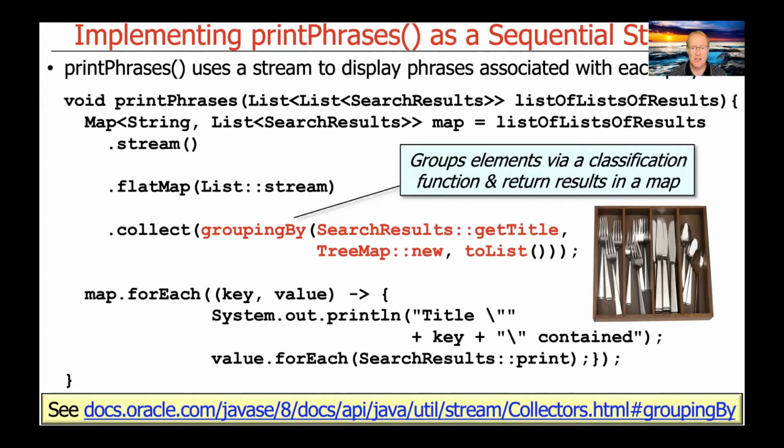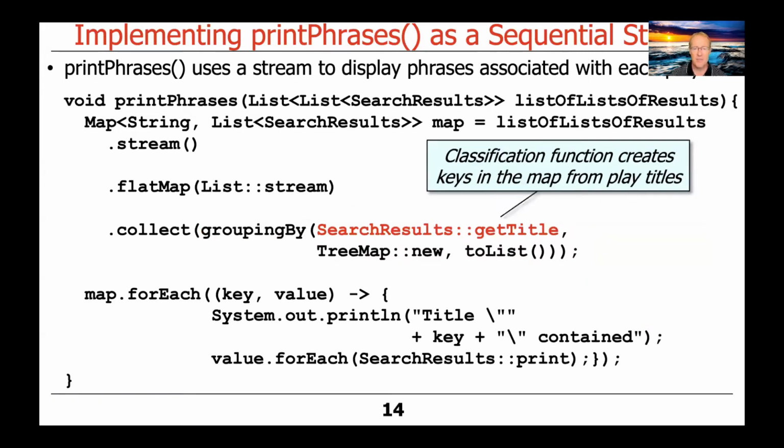So what grouping by does is it takes three parameters. It takes a classifier, which is used to figure out what the keys and the values are. It takes a supplier, which indicates what kind of map you want to make. And then it takes something else called a downstream collector. And so what happens is that we're going to use the getTitle method, which is a method reference defined in search results. That's what's going to be used to define what the keys are.